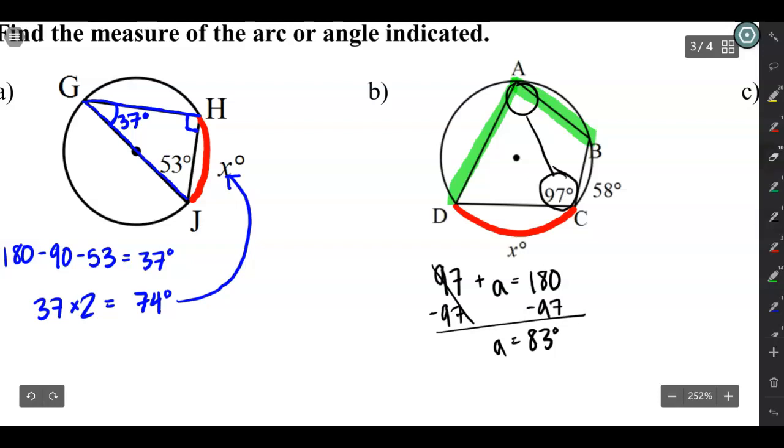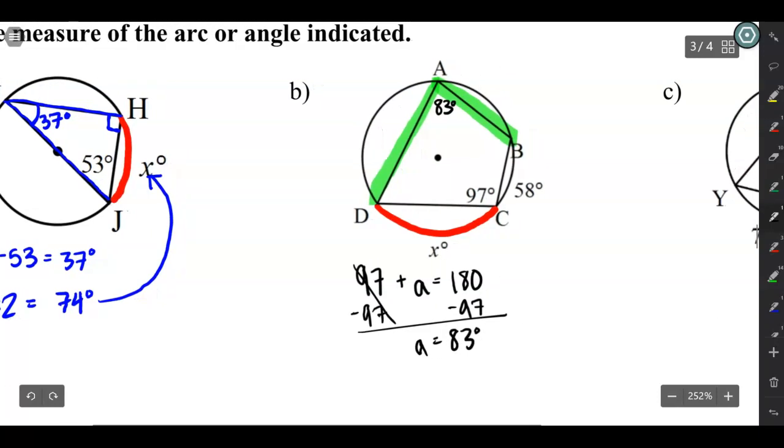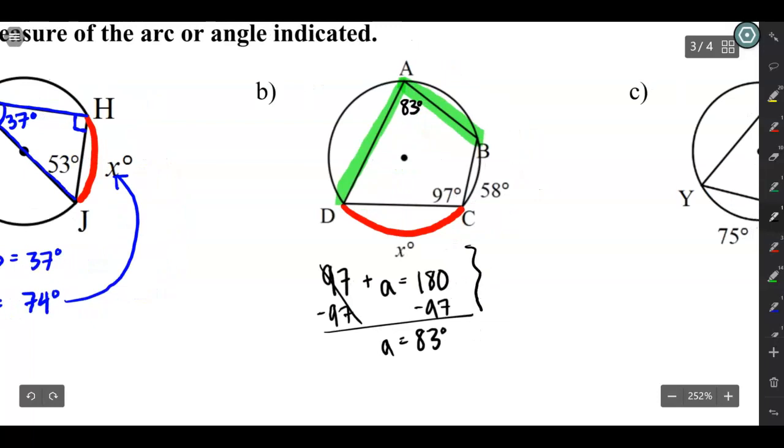So I'm going to come back up to my circle. I'm going to put that information in. I know that A is 83 degrees. So let me actually write that out in symbols. Angle DAB, the measure of it, is equal to 83 degrees.